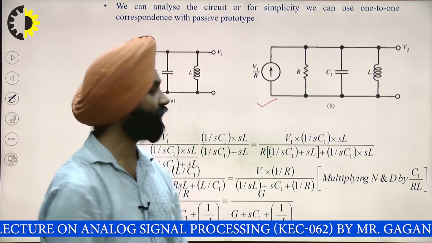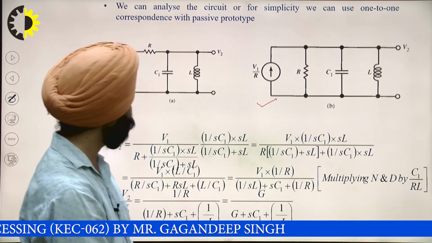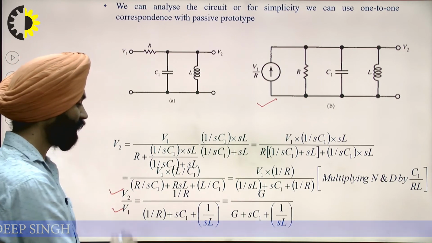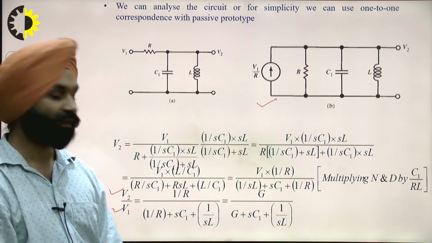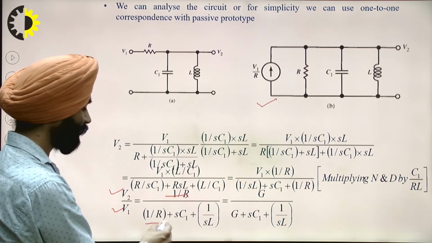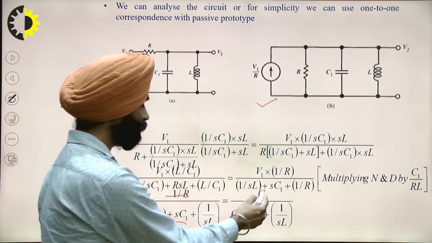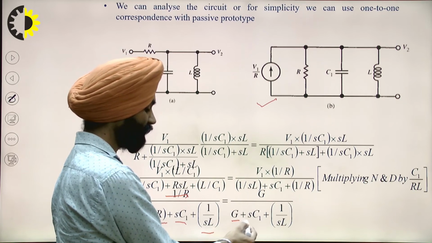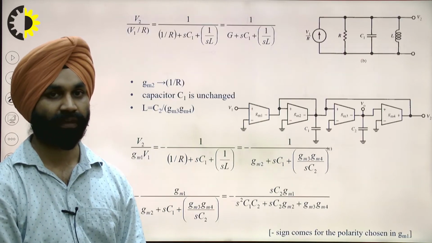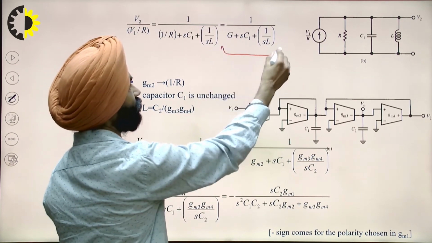For this one, again, let's take the analysis of the circuit. I've taken some equations and then I have taken the ratio of V2 by V1. Then the ratio of V2 by V1 gives 1 by R plus SC plus 1 upon SL, or I can take it as G upon G plus SC plus 1 upon SL. So this equation is a second order equation.